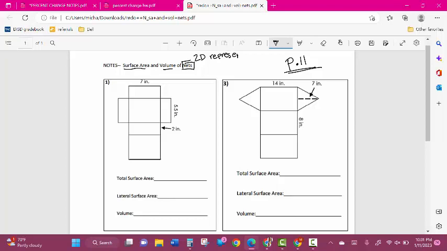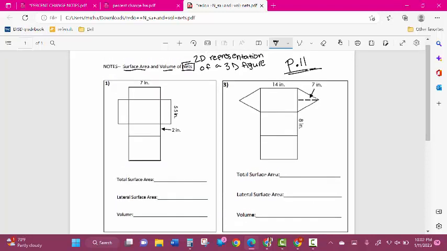A 2D representation of a 3D figure, a three-dimensional figure. When we have a net in 8th grade in Texas, you are only going to be working with either a rectangular prism, a triangular prism, or a cylinder. At least in 2023, 8th grade in Texas is just the different prisms and cylinder. We are finding the surface area and volume, given a 2D representation of a 3D shape.